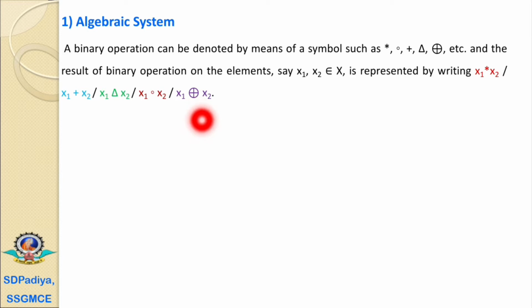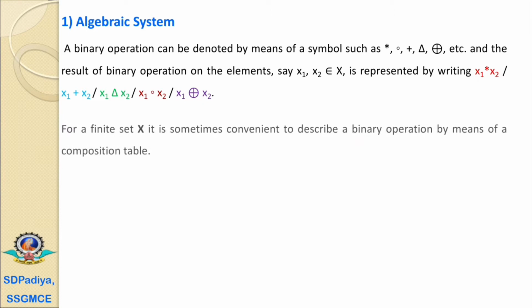Here no meaning is defined, that this star means multiplication or this plus means addition. Any symbol can be used for any operation. This does not mean composition and this symbol does not mean XOR. These are just symbols used to denote the binary operations.